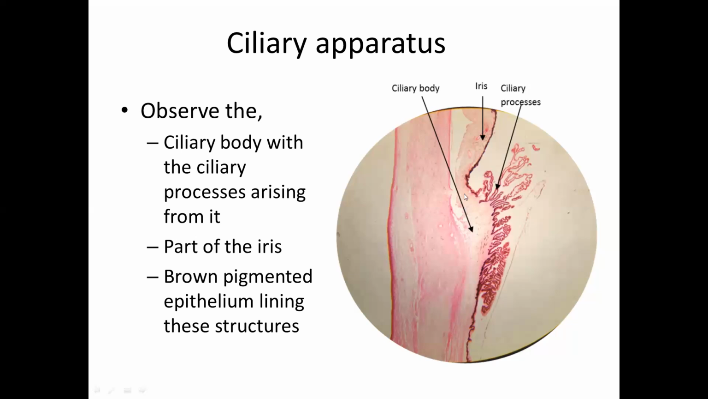So this is the second layer of the wall of the eyeball. You have the sclera, the outermost layer, and then the choroid layer continues as the ciliary apparatus, ciliary processes, and the iris. Here you can again see that brown pigmented epithelium going and lining the inner surface of the iris.